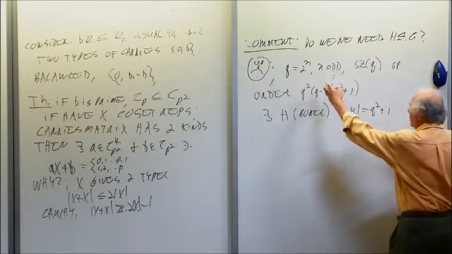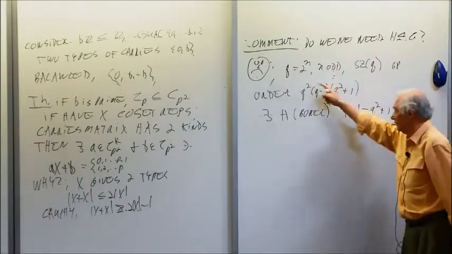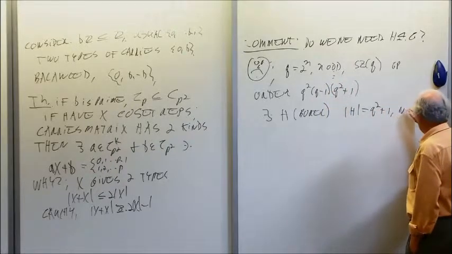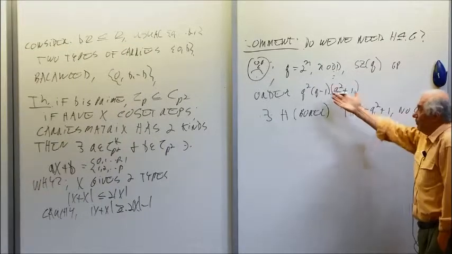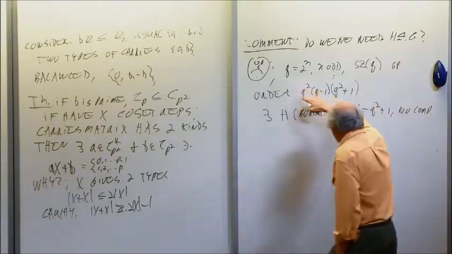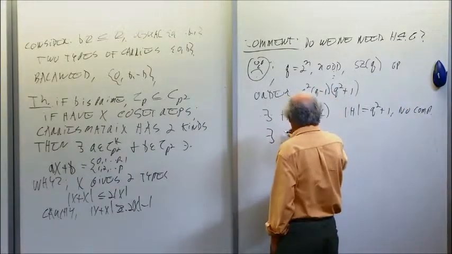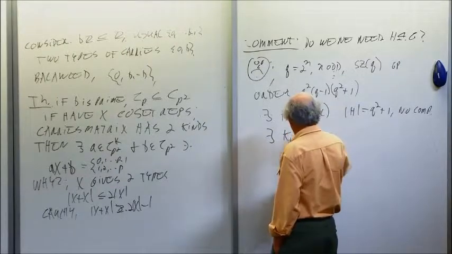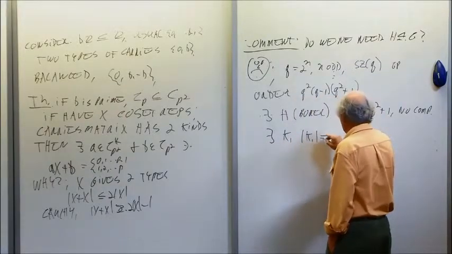But there is no complement of it. So the extension doesn't split. But the Sylow 2 subgroup, there exists, let me call it K1, size of K1, that's the Sylow 2 subgroup, is q squared.